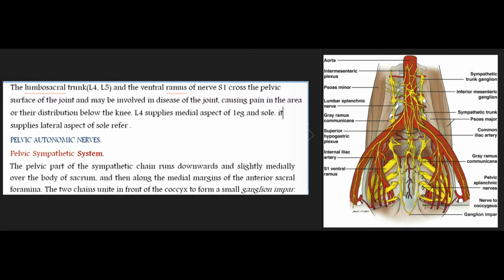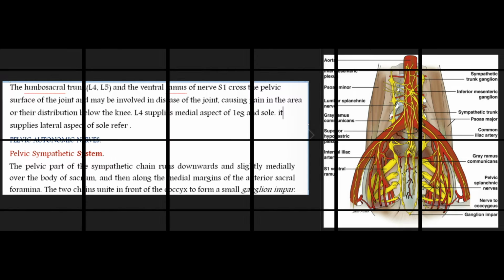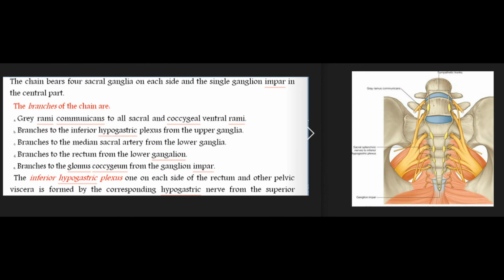The pelvic part of the sympathetic chain runs downwards and slightly medially over the body of the sacrum, and then along the medial margins of the anterior sacral foramina. The 2 chains unite in front of the coccyx to form a small ganglion impar. The chain bears 4 sacral ganglia on each side and the single ganglion impar in the central part.